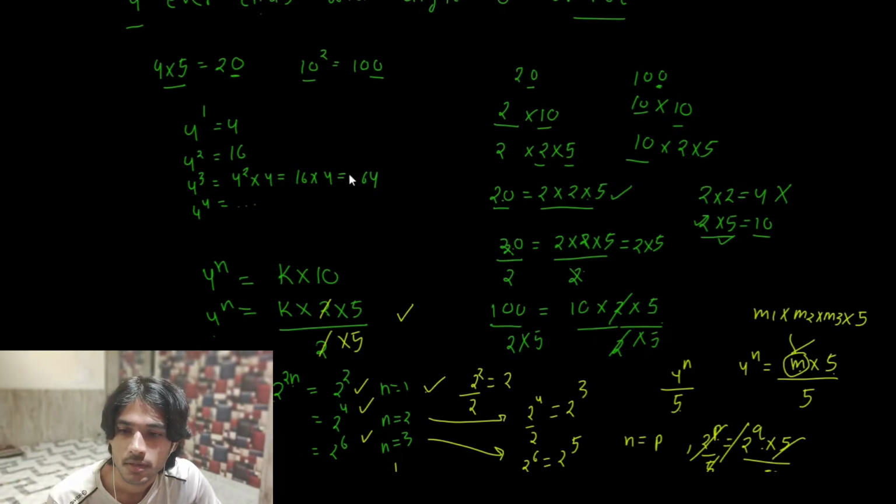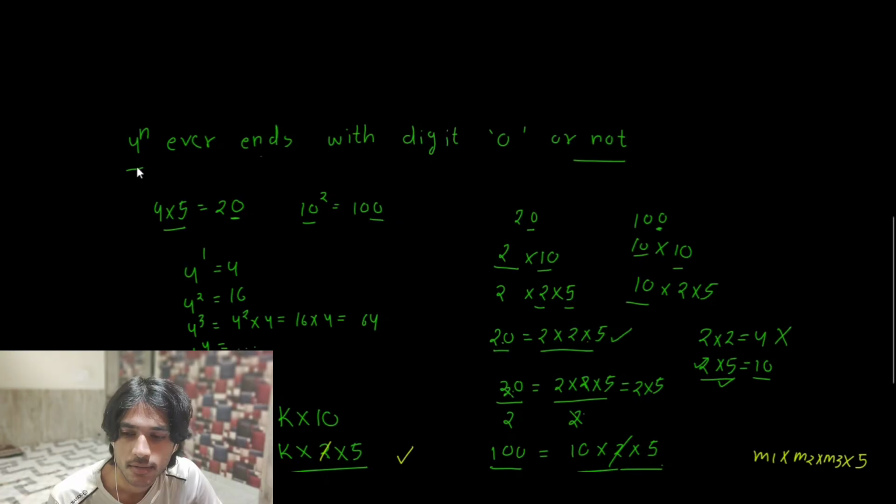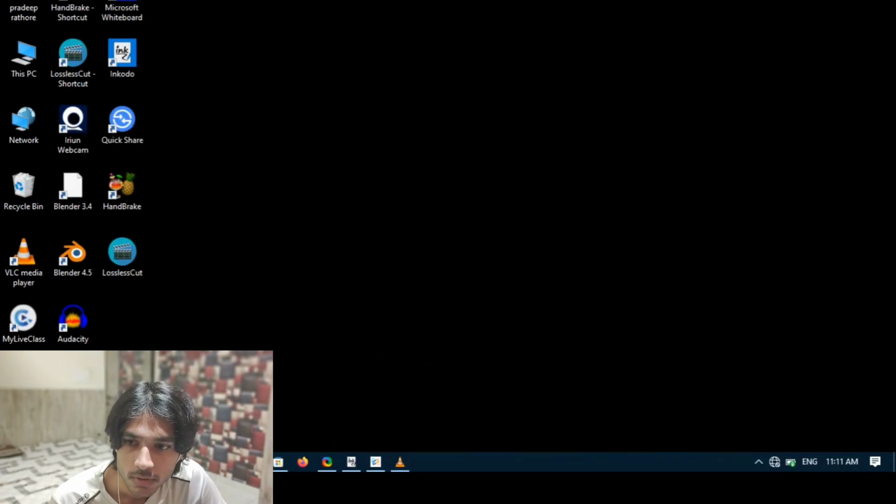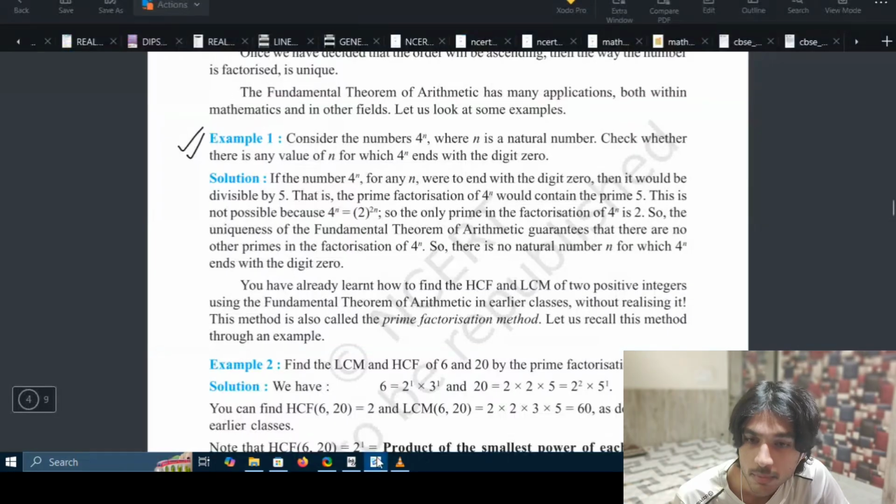And if it is not a multiple of 10, the number itself will never end with 0 at its ones place. So this was the question, whether it ever ends with digit 0 or not, the answer is no, because for that to happen, it must be a multiple of 10. And for it to be a multiple of 10, it must have 2 and 5 appear at least once in its prime factorization, but we have clearly observed that it doesn't occur. Okay, so let me just scroll up the page, and we will move to the next question.